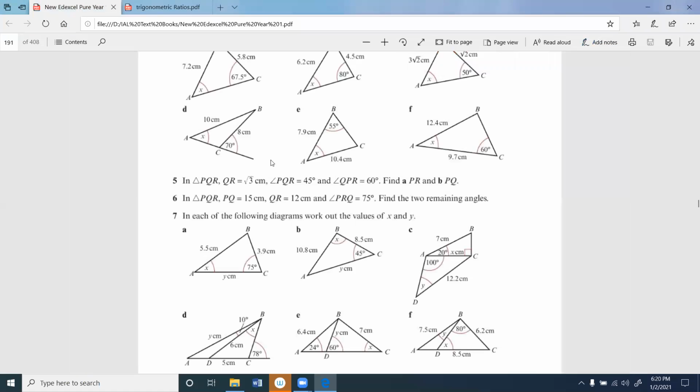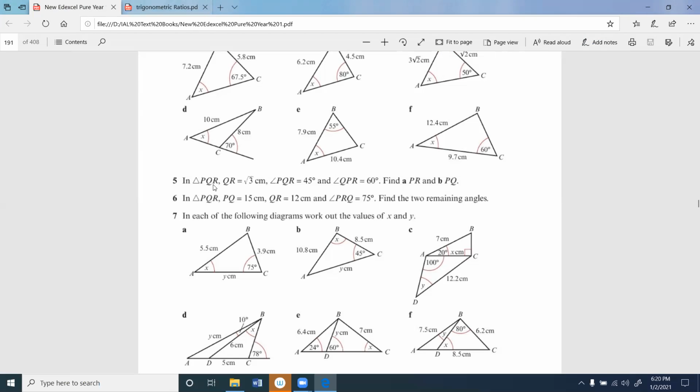Right. The next question I'm going to discuss is question number 5. In triangle PQR, QR is √3, PQR is 45 and QPR is 60. We need to find the lengths of PR and PQ. This is the question I'm going to discuss over here.